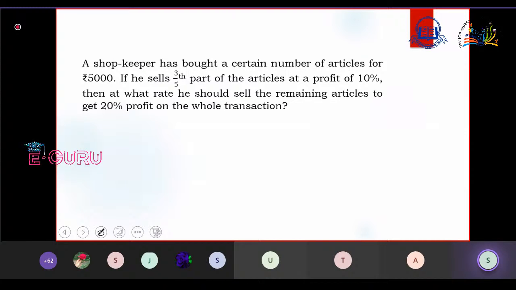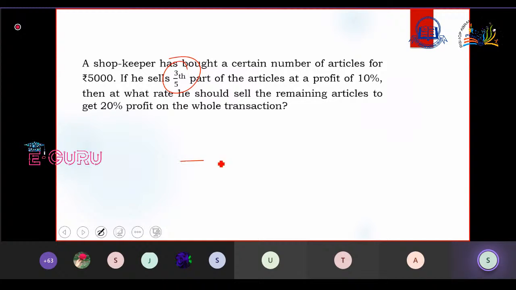Next one. Another question. A shopkeeper has got a certain number of articles for rupees 5,000. If he sells 3/5 part of the article at a profit of 10%, then at what rate he should sell the remaining article to get 20% profit on the whole transaction? This question also, lots of data are given, so that we will go behind those data, but those are not necessary at all. Okay, this question we can solve with the 4th standard or 5th standard class mathematics logic, where we started the basics of fraction.